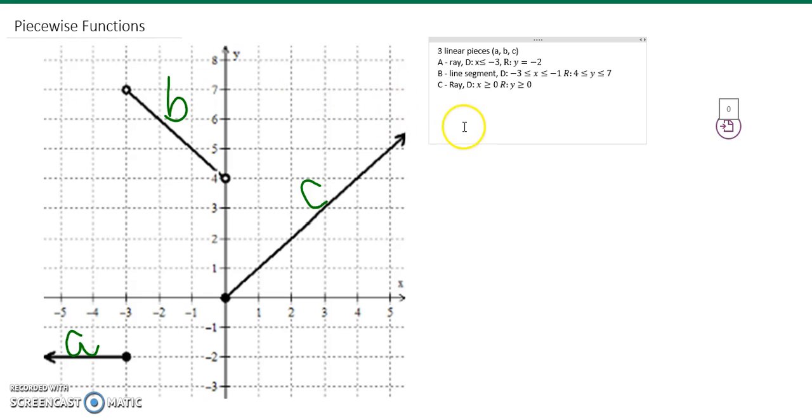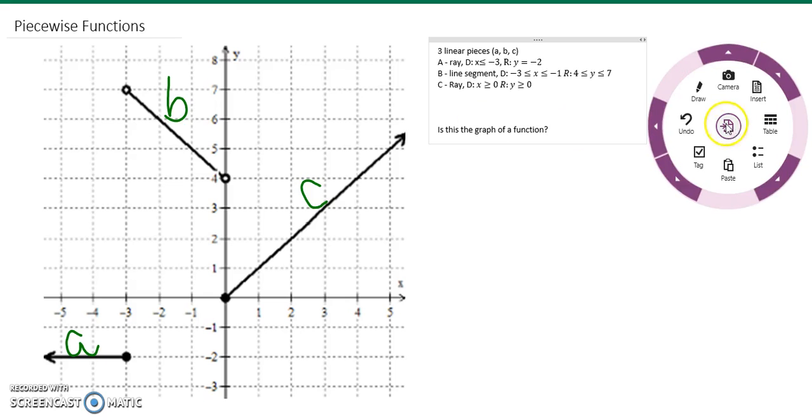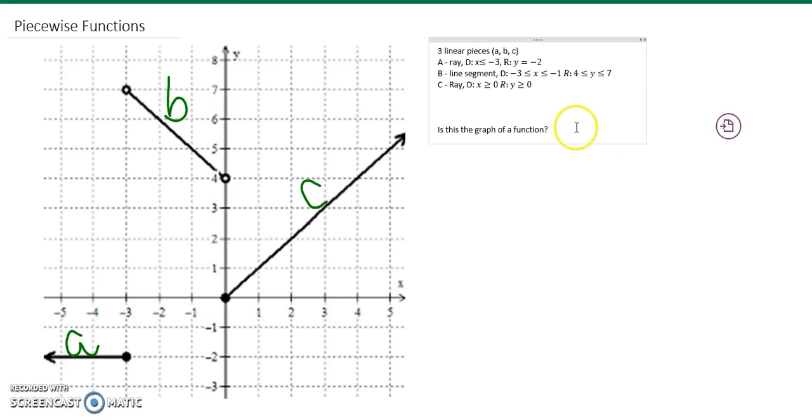Now, I would like to propose the question, is this the graph of a function? First, we need to remember what the definition of a function is. A function is when there is only one output for every input.